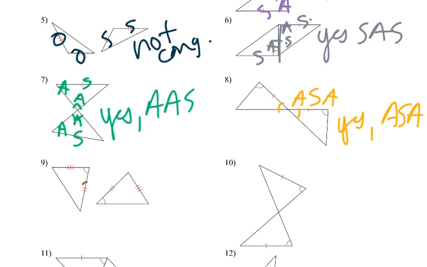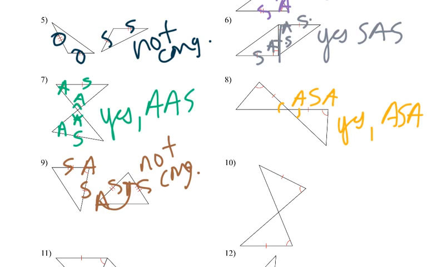Number 9, 2 sides and an angle. So I want to say yes, side, angle, side, but notice I've got 2 sides and an angle right there. Okay. It's not in between, so this one is not congruent. That's why we got to double check. You can't just check one. You got to make sure you check multiple ones.